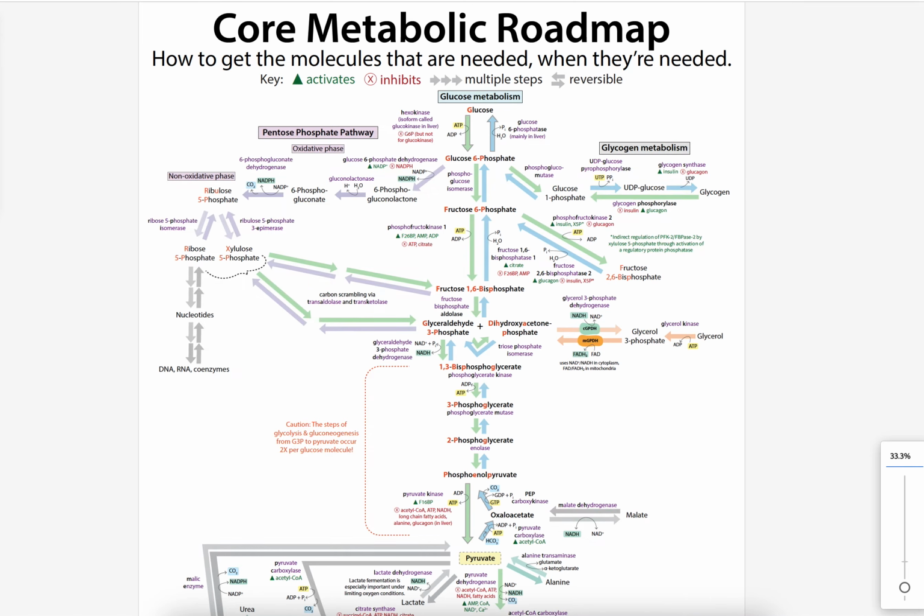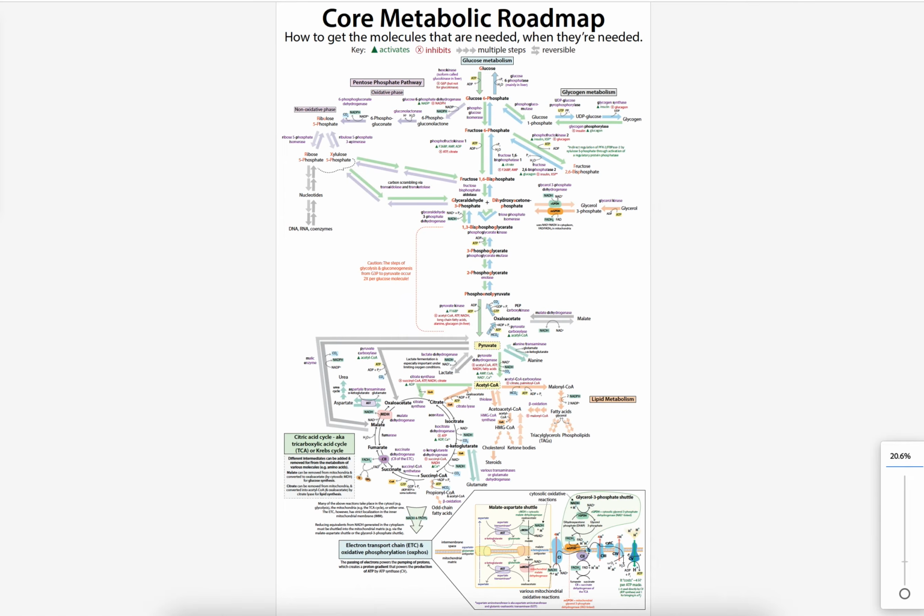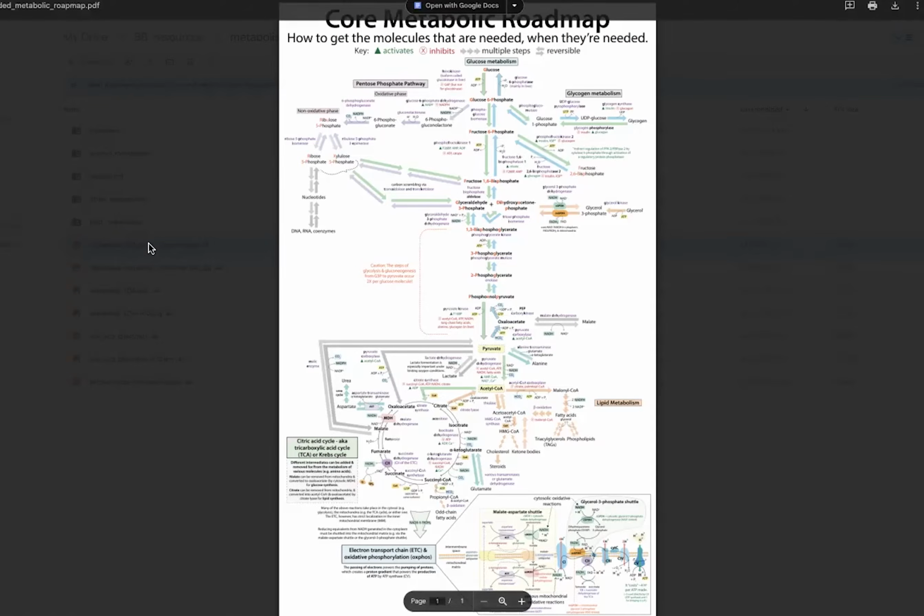But I tried, and every time I find a typo, I will upload a new version to the same link in the Google Drive, and I'll take you to the Google Drive in a minute. This roadmap does not cover everything, and it's not as comprehensive as the one you get from Sigma, but it does cover the basics of glucose metabolism, glycogen, a little bit about the pentose phosphate pathway, a lot about the citric acid cycle, some of the branching off pathways from it, a little about lipids, and the electron transport chain.